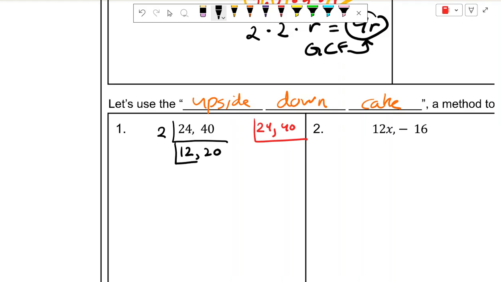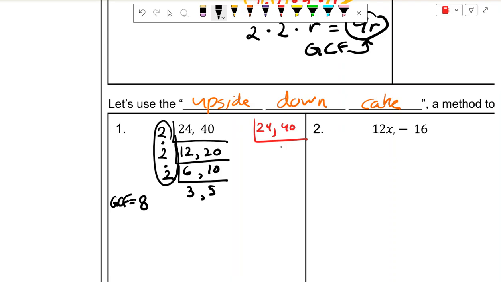And then you make another layer, and 2 goes into 12 6 times, and 2 goes into 20 10 times. And then you make another layer, and 2 goes into 6 3 times, and 2 goes into 10 5 times. And then when you're down here at the 3 and 5, there are no more factors. So if you gather all of these together and multiply them, you get 2 times 2 times 2 is 8. So your GCF is 8.